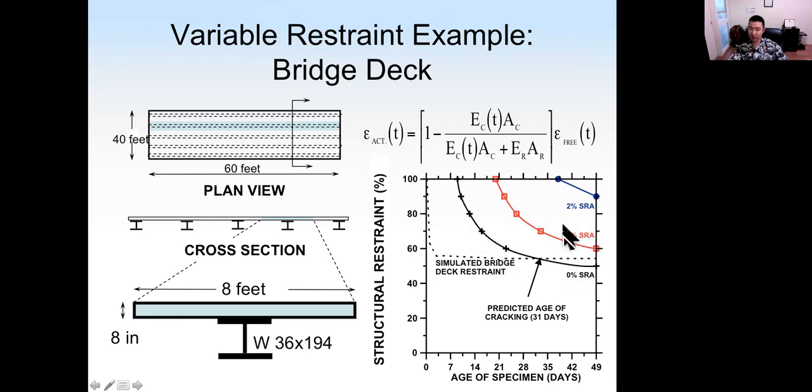Because shrinkage reducing admixture can reduce the shrinkage level, the stress level will be lower if we use SRA. So that will prolong the time before the concrete will crack. So this model can predict when concrete will have cracking depending on the dosage of shrinkage reducing admixtures and also the degree of restraint. So let's consider all these factors we described before.